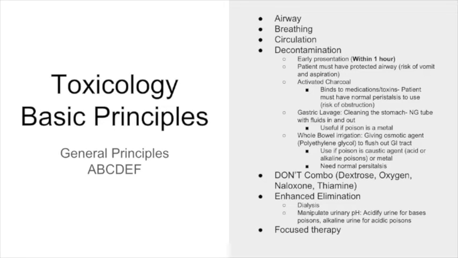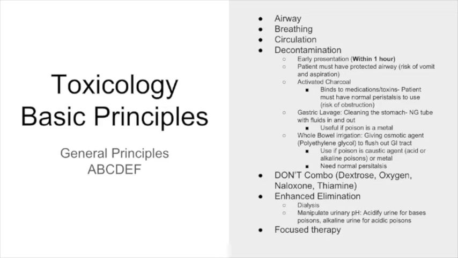Also in the D principle, so we talked about A, B, C, D. D is decontamination. Also, D is the DON'T combo. The DON'T combo is dextrose, oxygen, naloxone, and thiamine. And this is just a quick combo with minimal side effects to counteract hypoglycemia with dextrose. If the patient is hypoxemic, you give them oxygen, and then naloxone if they overdosed on heroin or opioids, and thiamine if they're alcoholic.